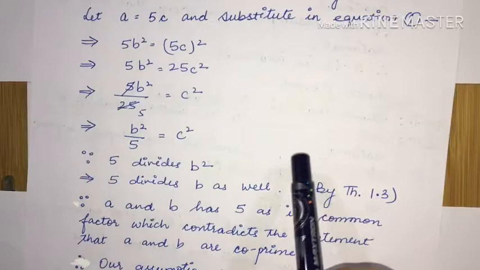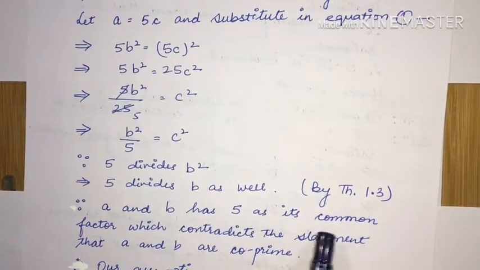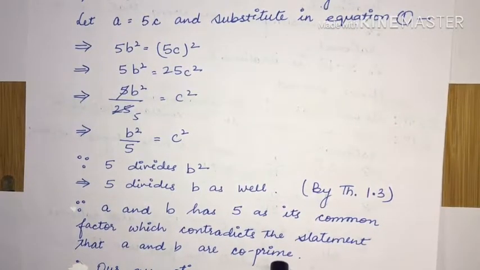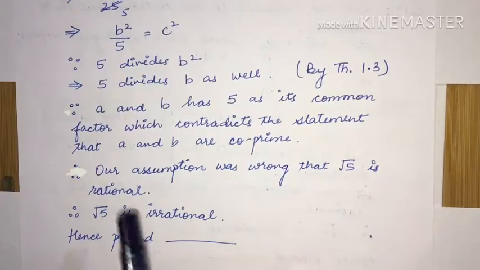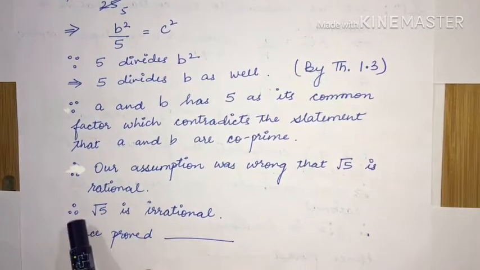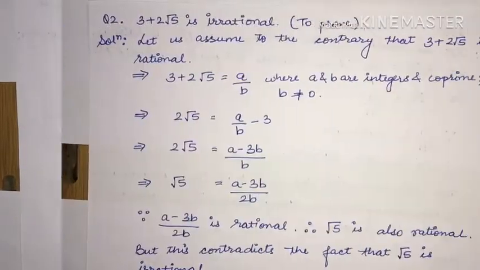Since 5 divides b square, which implies 5 divides b as well, by theorem 1.3. Since a and b have 5 as their common factor, which contradicts the statement that a and b are co-prime. Therefore, our assumption was wrong that root 5 is rational, which implies root 5 is irrational, hence proved.